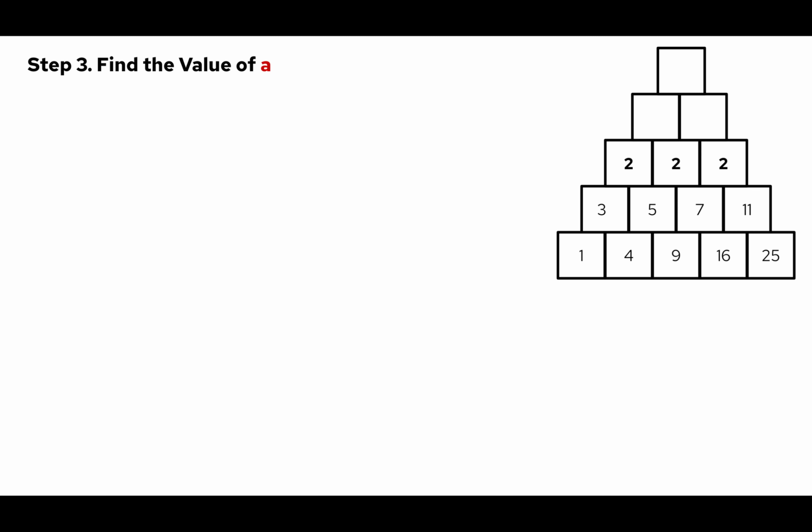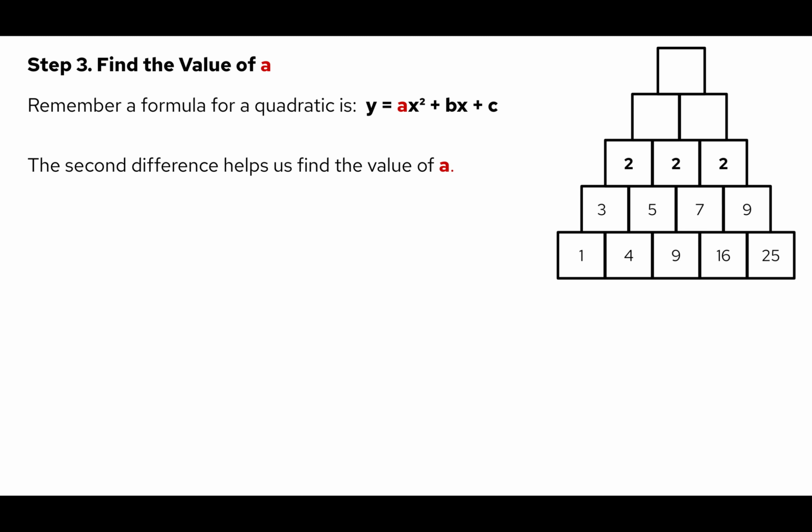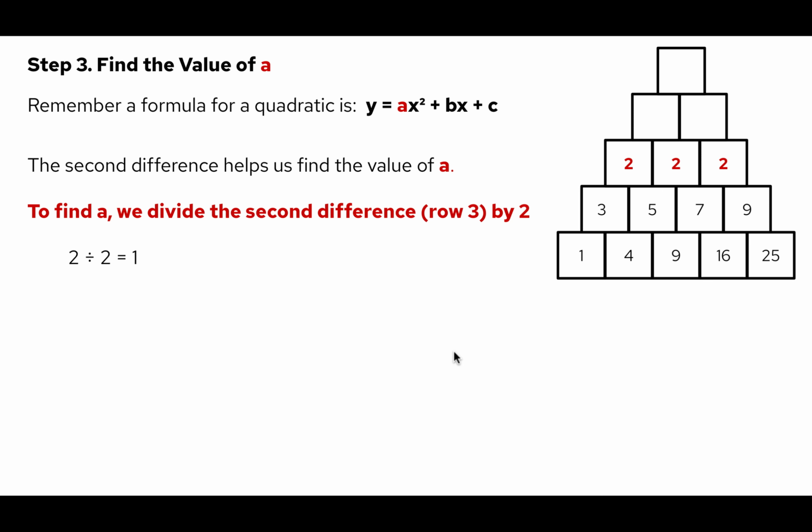So for step 3, we're going to find the value of a in our quadratic equation. That's right here, that number that is going to be in front of my x squared. And in order to do that, we use the second differences, so the row 3. And we divide by 2. So 2 divided by 2 is 1. So a equals 1.